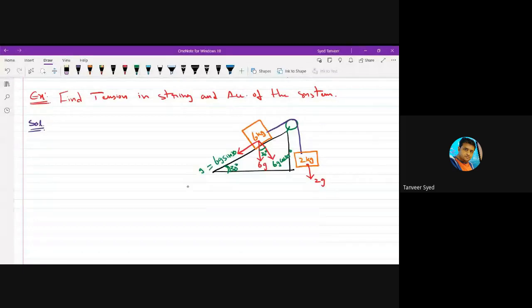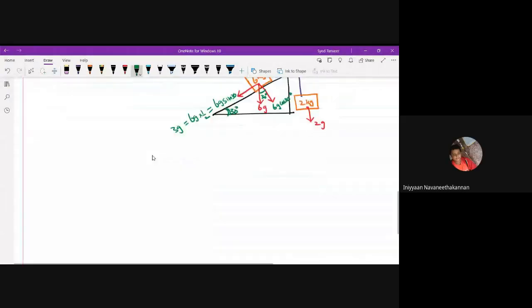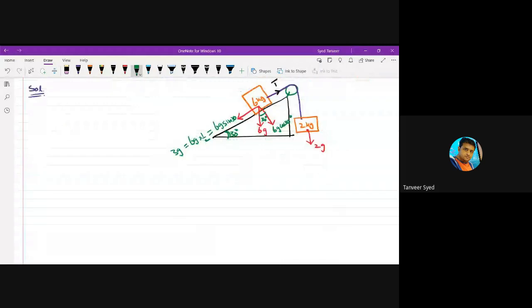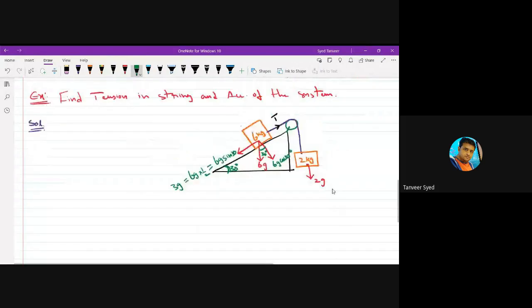Okay. Block. Sir, still it's breaking, sir. We can only see that 6g into 1 by 2. Till there only. 6g into 1 by 2 is 3g. Okay. Is the video also being stuck? Yes, sir. Now it is okay, sir.